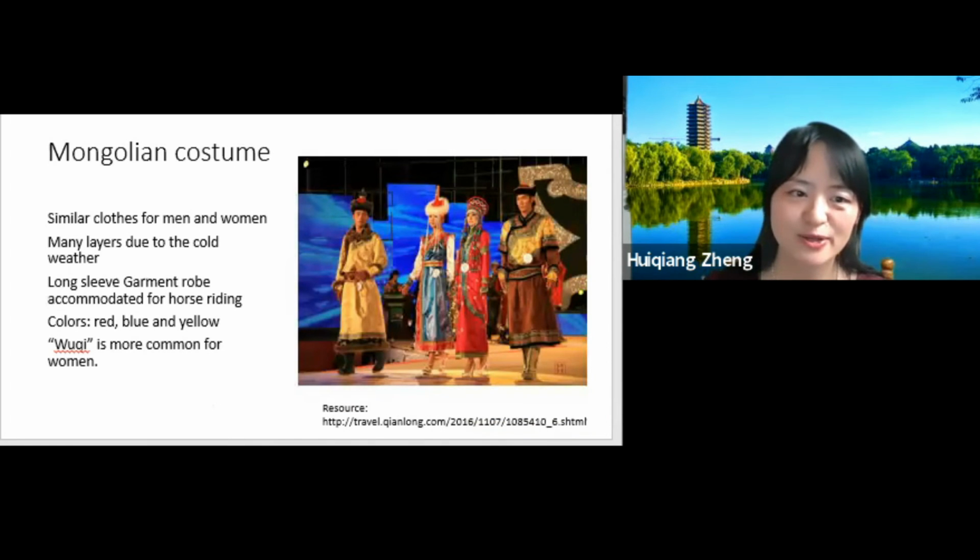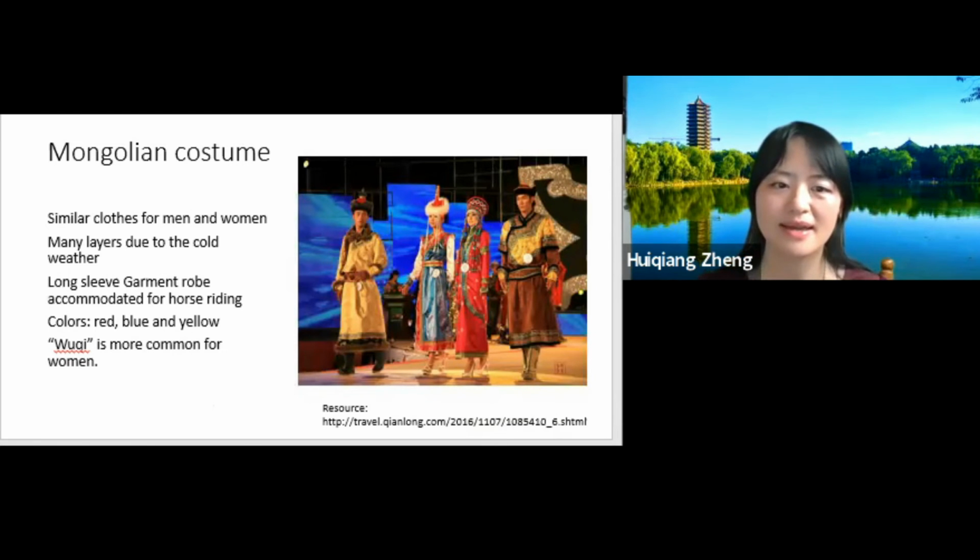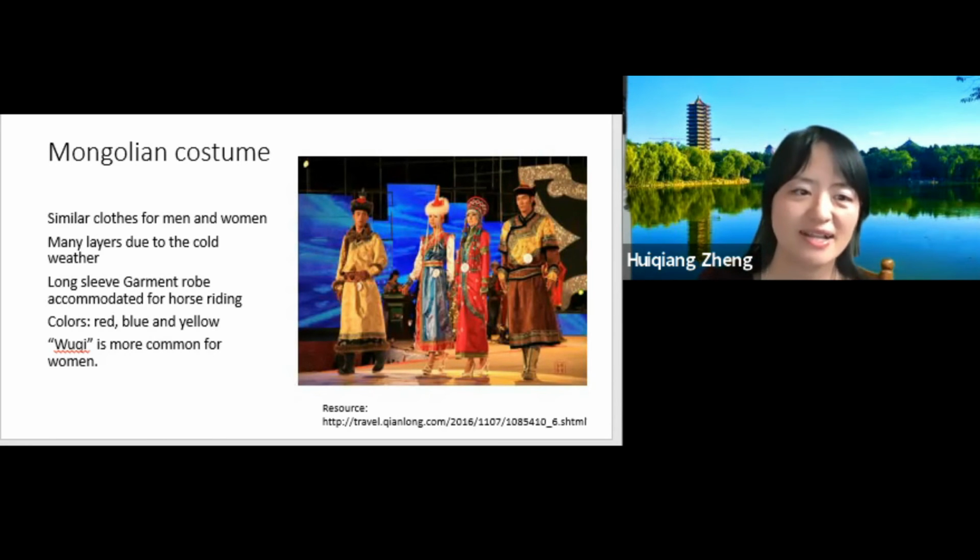And for the Mongolian costume, because Mongolia has a cold climate, people wear many layers of clothing. The undergarment is a long sleeve, loose fitting robe that goes all the way down to the floor. And on top is either a long sleeve garment ending below the waist or a long sleeve garment that slits either on the sides or front and back to accommodate horse riding.